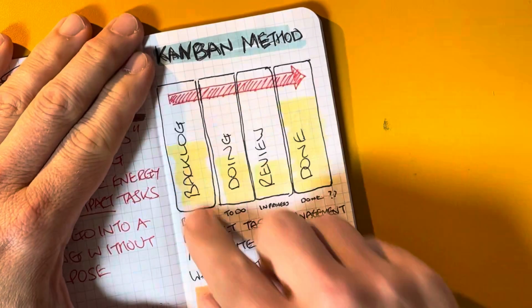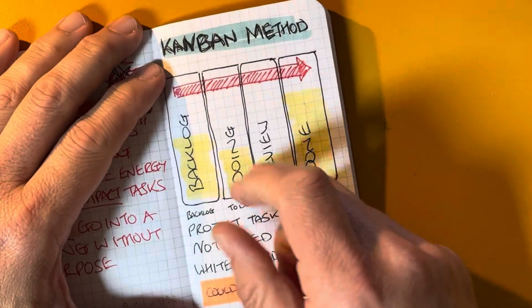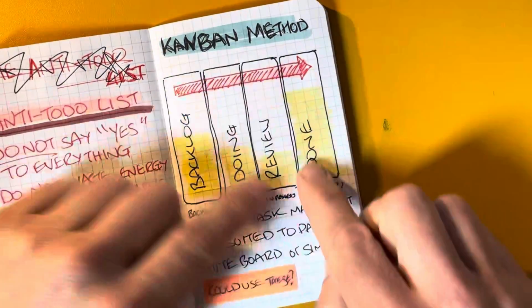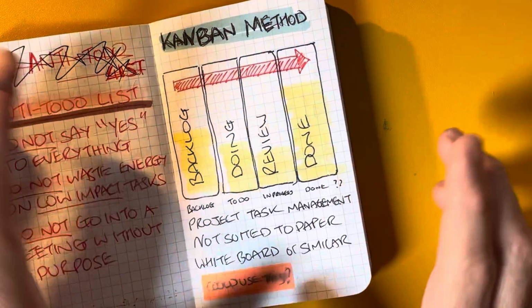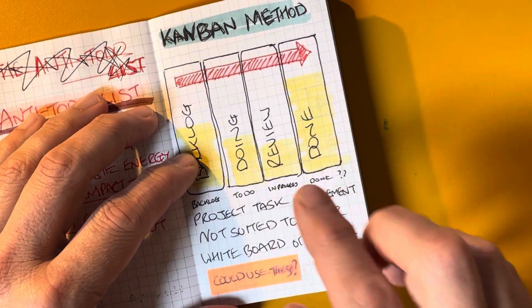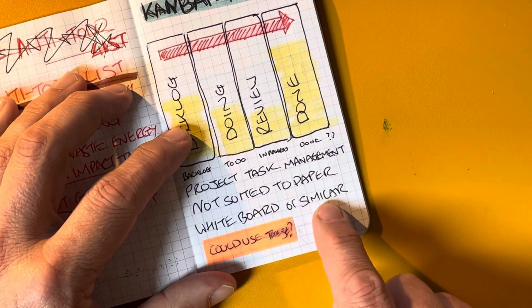So the way that these normally work is you'll have a big whiteboard, and you'll have magnets, or you'll have little post-it notes, and you just move them along. It's quite a big visual system, and it's really good because you can see them at a glance and whatever. So it's maybe, I've written here, not suited to paper. It's really for a whiteboard.